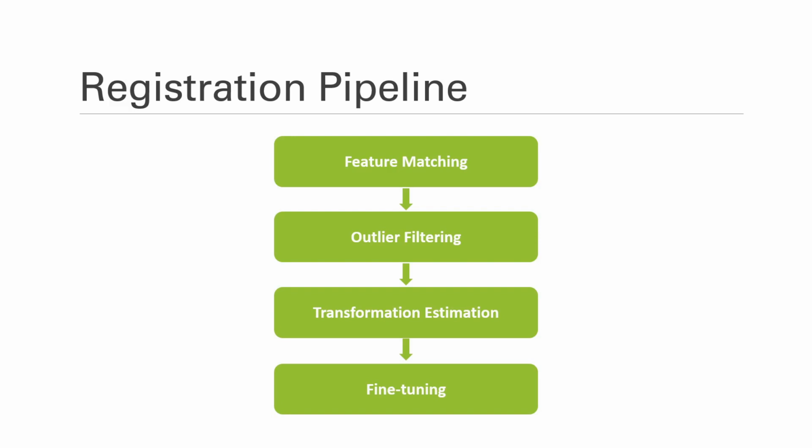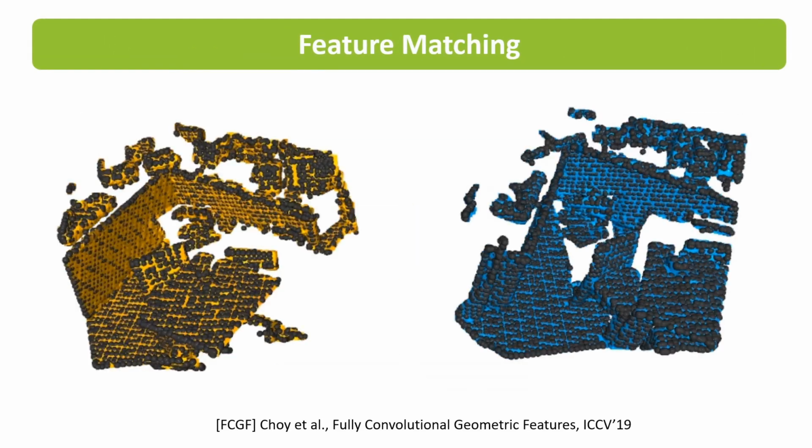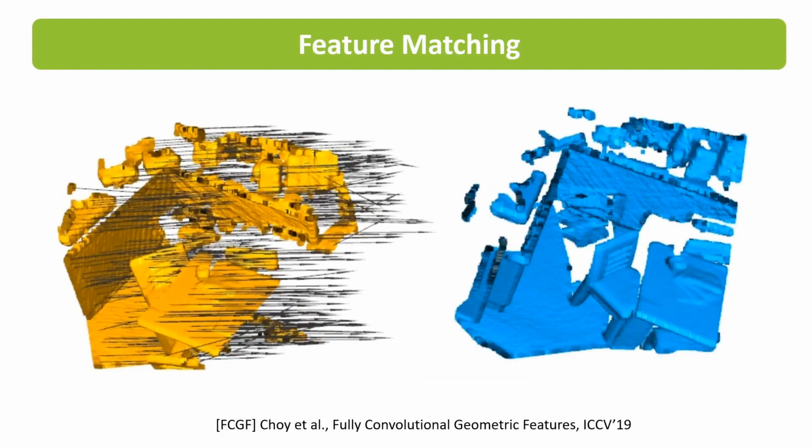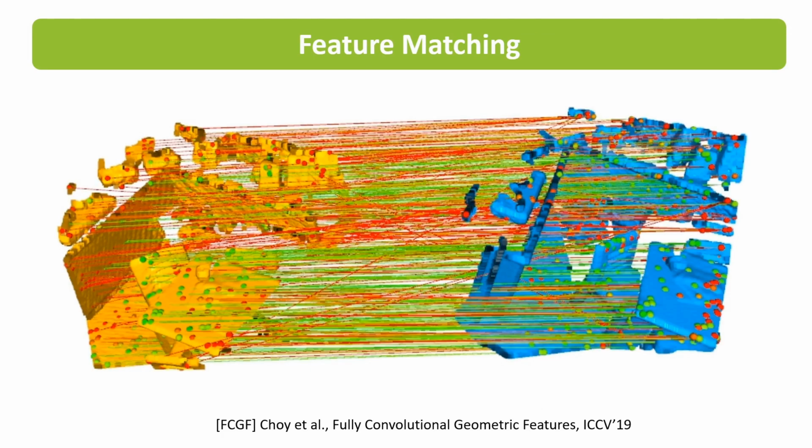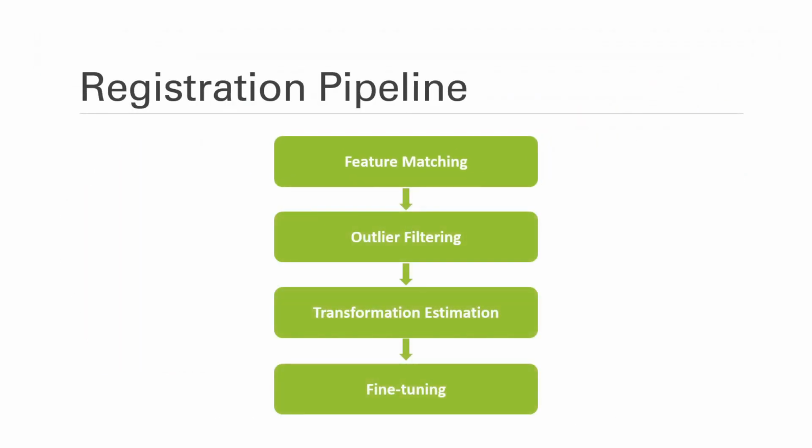Our pipeline starts with feature matching. First, for feature extraction and matching, we use FCGF, fully convolutional geometric features. We densely extract FCGFs and use the nearest neighbor in the feature space for matching. However, not all correspondences are accurate, and we filter out the outliers.